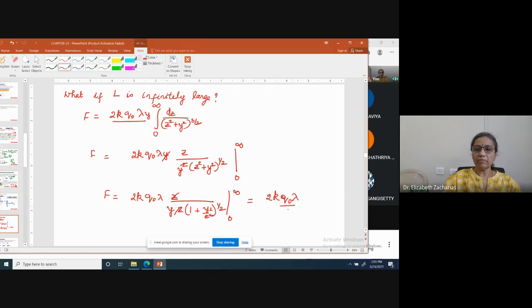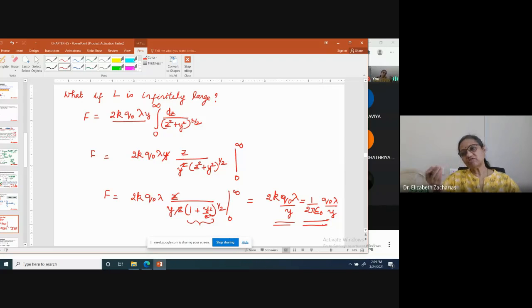q naught lambda by y, I write here. And what will happen to this when z tends to infinity? Am I asking you a difficult question? When z tends to infinity, what will happen to y square by z square? 0. So I will have only 1. So this is going to be the answer for the force. Or if I write k as 1 by 4 pi epsilon naught, I will get 1 by 2 pi epsilon naught into q naught lambda by y. This will be the answer.